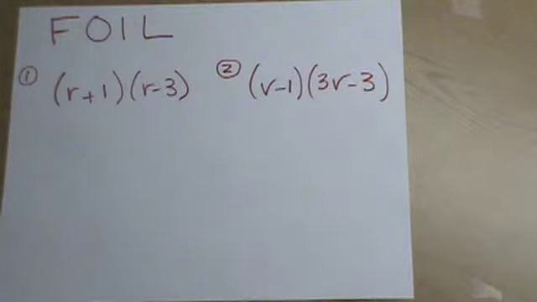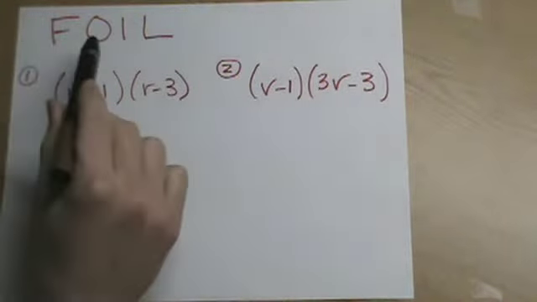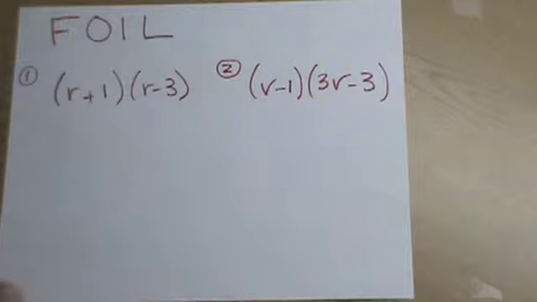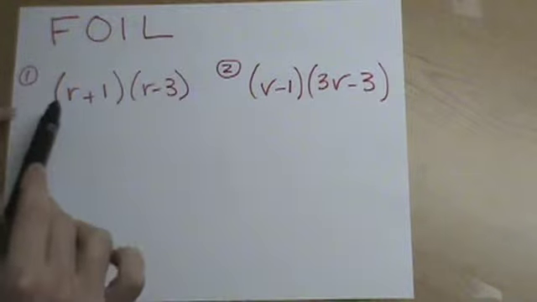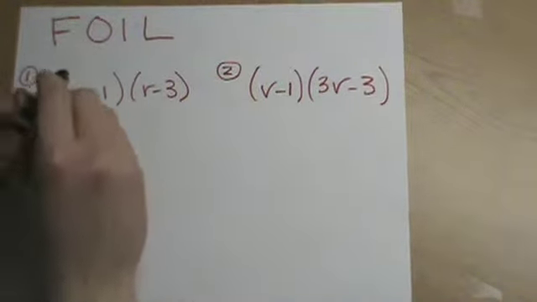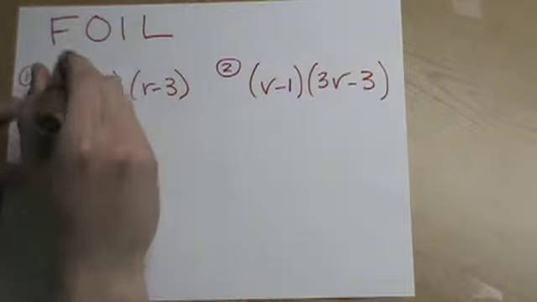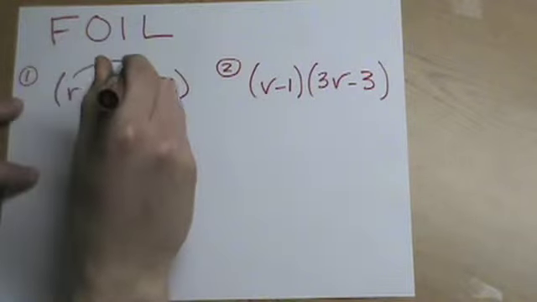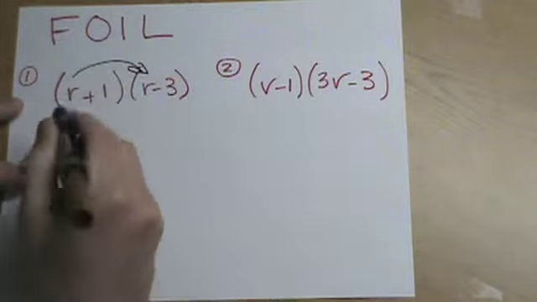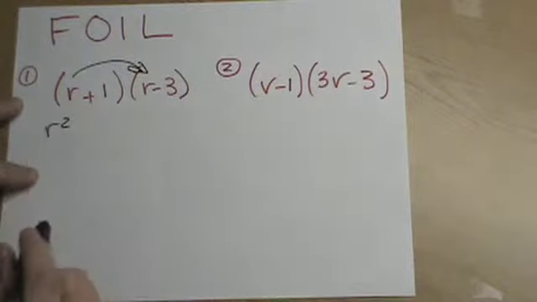Let's work with some examples of multiplying binomials together using the foiling method. So first, outers, insides, and lasts. Let's deal with the firsts. So r times r. R times r is r squared.